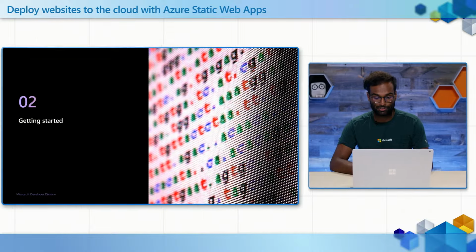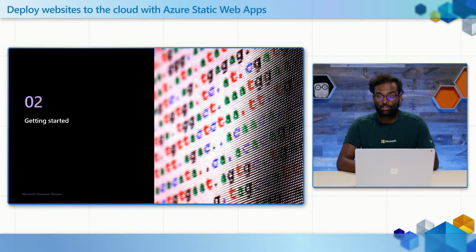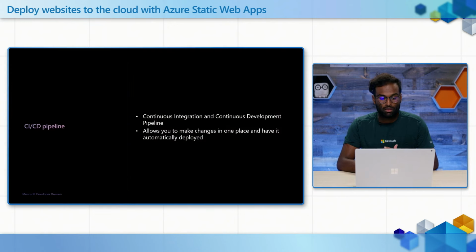All right, welcome everyone to the second chapter of deploying your web app to the cloud for beginners. We're going to begin our journey today by going over some key terms and concepts. The first one that I want to talk about is CI/CD pipeline. This was mentioned earlier. It stands for Continuous Integration and Continuous Deployment Pipeline. Essentially, this allows users and devs to make changes in one place and have it automatically deployed to the end state. In this case, it would be Azure Static Web Apps and Azure.